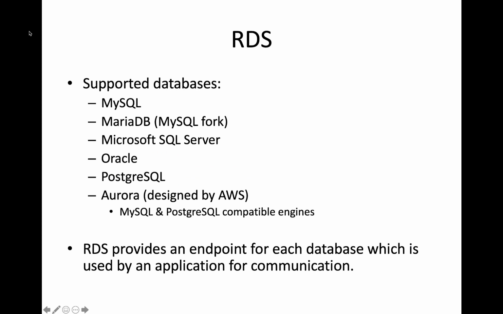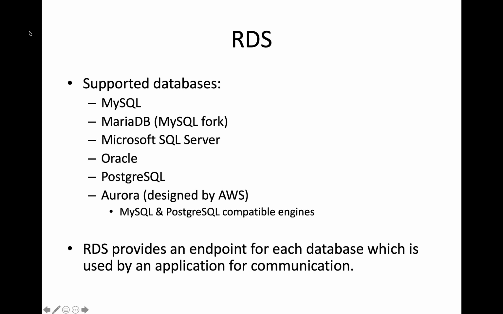The RDS service supports a number of different relational databases, anything from MySQL to Microsoft SQL Server, Oracle, and Aurora, which is AWS's custom database. The Aurora database is kind of special in that it supports and is compatible with both MySQL and Postgres. So the Aurora API is compatible with both of those database systems.